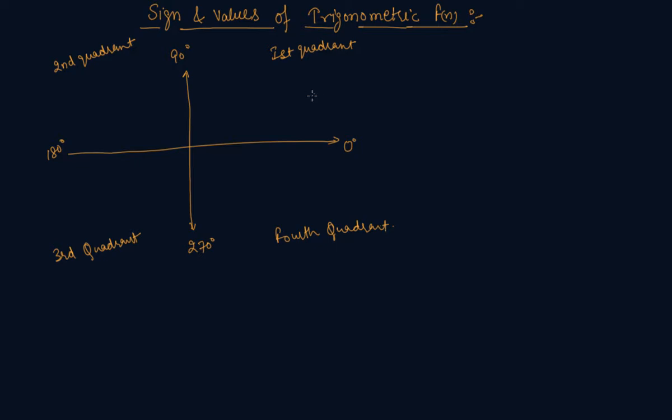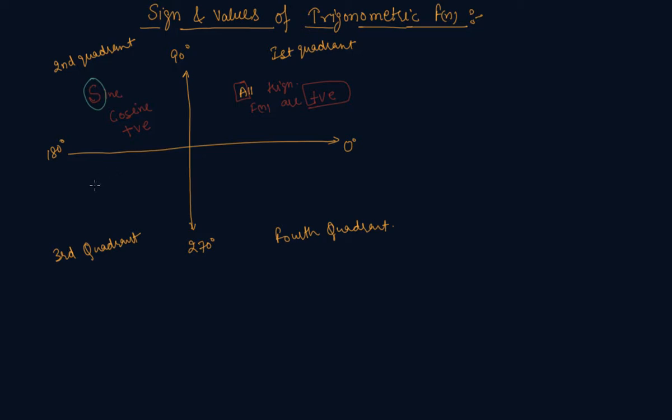Okay. So here in the first quadrant all trigonometric functions are positive. So students, what to note here is A, all positive. Okay, so here in the second quadrant only sine, and the reverse of sine is cosecant, are positive. So what to note here is S.